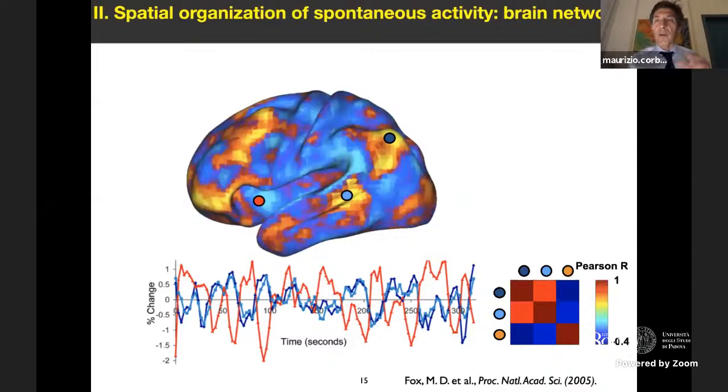Now, I told you about the first reason, the metabolic reason why spontaneous activity is important: it costs a lot of energy and is the majority of the energy of the brain. Now I'm going to quickly skip through the spatial and temporal organization, because everybody here is presumably very familiar with this data. The noise is organized in terms of space and time.